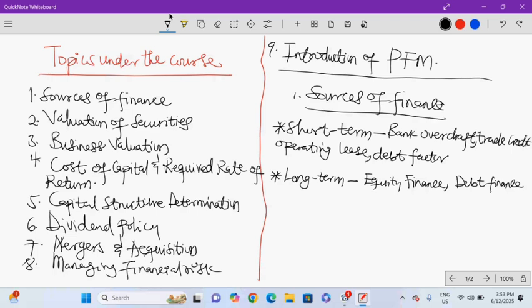So under long-term, it's basically equity and then the debt finance. Equity and then debt finance. Taking them one by one, I believe we know what overdraft is. Bank overdraft, whereby you are allowed to withdraw more than what you have in your account.